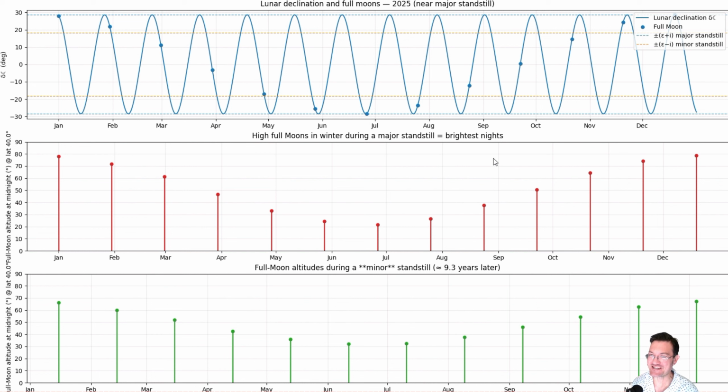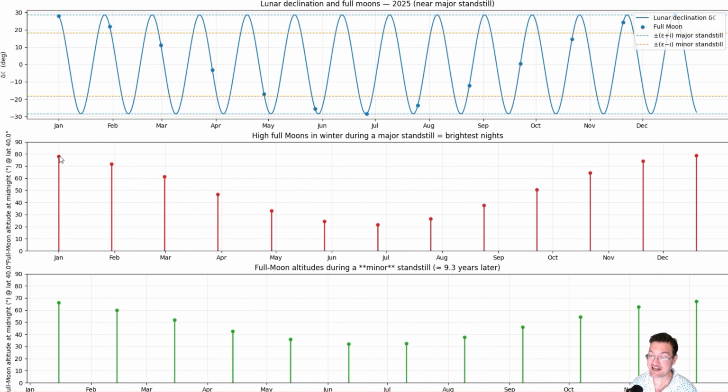which is unfortunate. So I did calculate, if you're at 40-degree latitude, the January full moon is going to be like 80 degrees in the sky. So almost at the zenith, almost directly overhead. Full moon in the winters during a major standstill, it's just the worst. It's going to be the brightest nights.